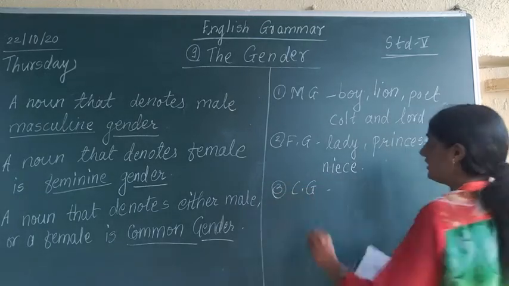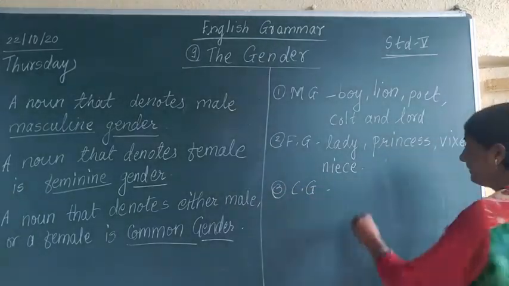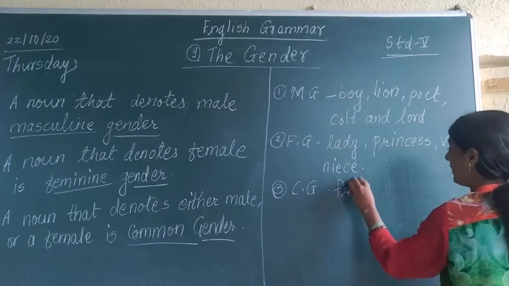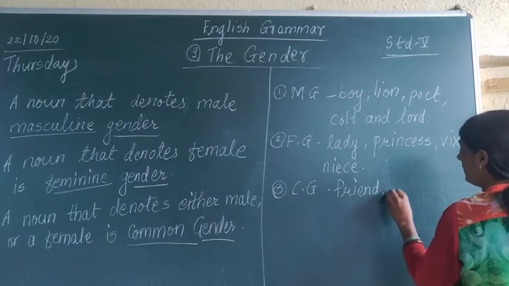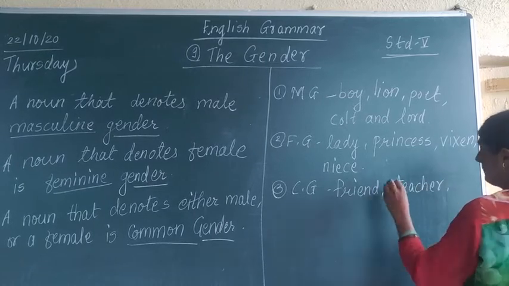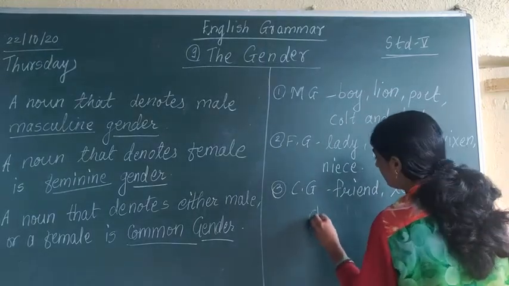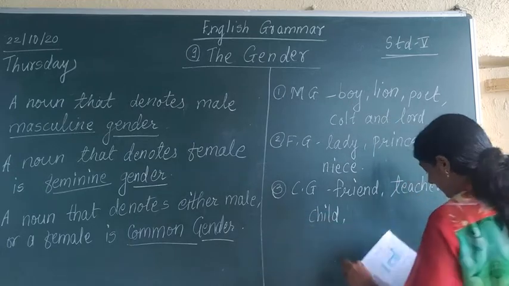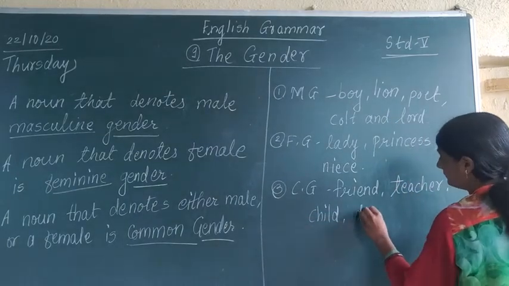Examples of common gender are friend, F-R-I-E-N-D, friend, teacher, child, doctor.